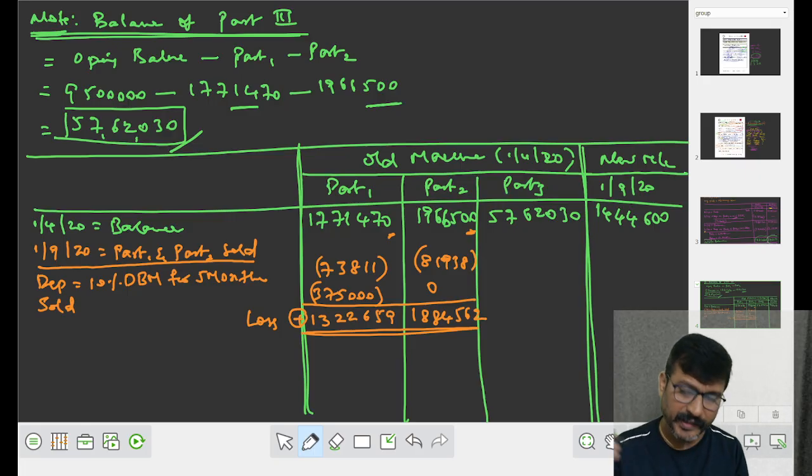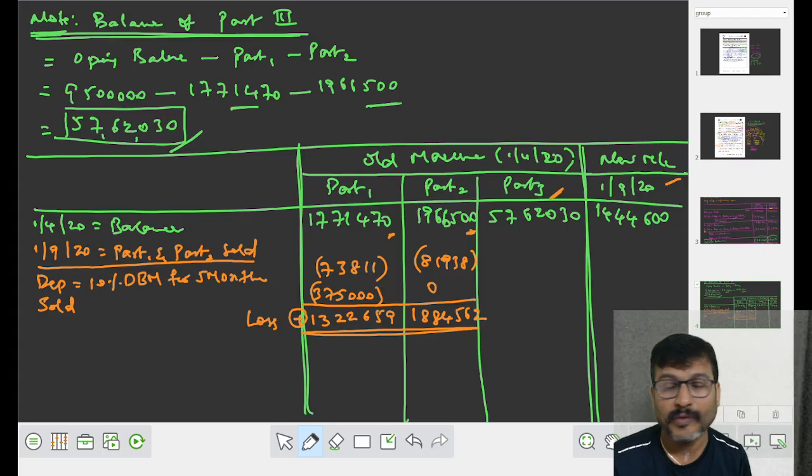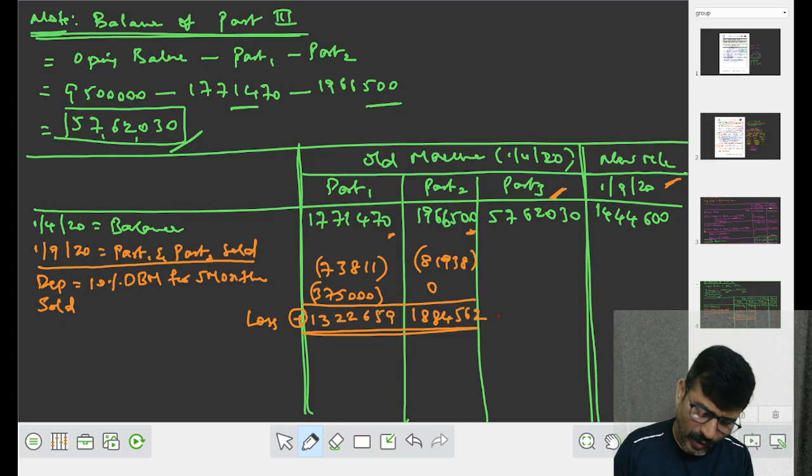Fine. After this, what happened? We have purchased a new machinery and part 3 is also left out. What we have to do? We have to calculate the depreciation on this part 3 machinery and also on the new machinery. Dhruva, please try to understand, because you have committed a mistake, right? You should not commit a mistake. Next, we have to calculate depreciation on the part 3 and a new machinery.